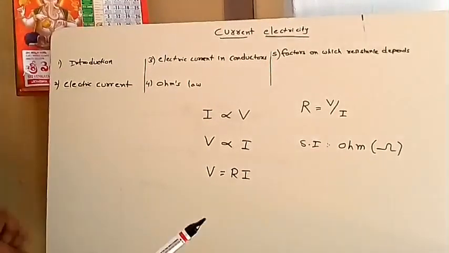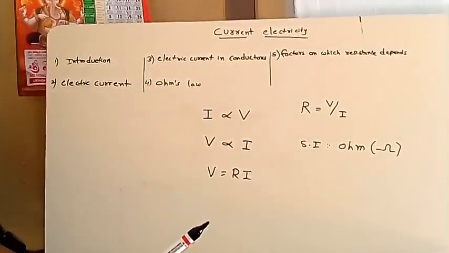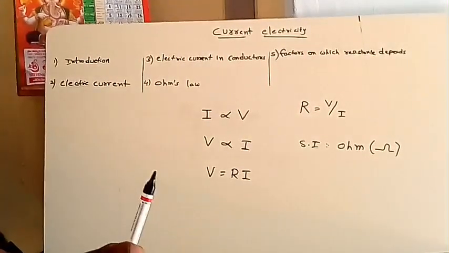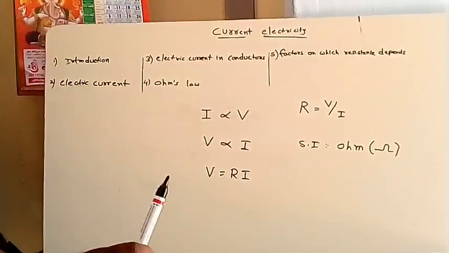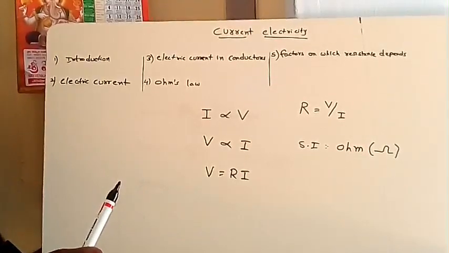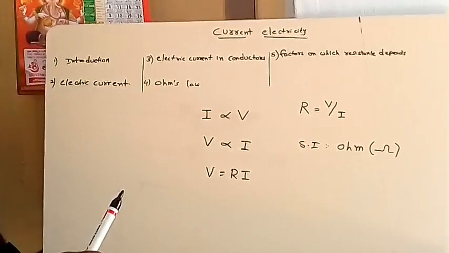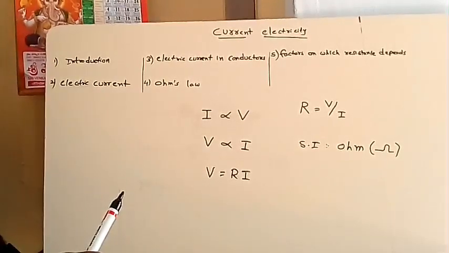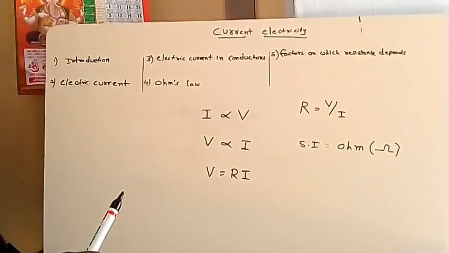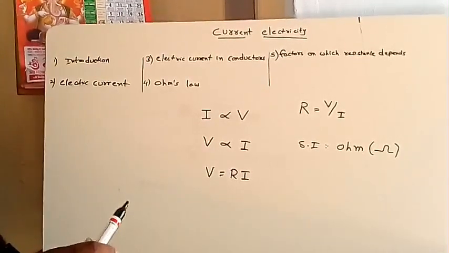Once again, we'll see the definition of Ohm's law, the definition of resistance and its SI unit. The potential difference across the conductor is directly proportional to the current passing through the conductor. That is V proportional to I. If you remove that proportionality, you will get one constant. That constant is R, the proportionality constant, we call it resistance.